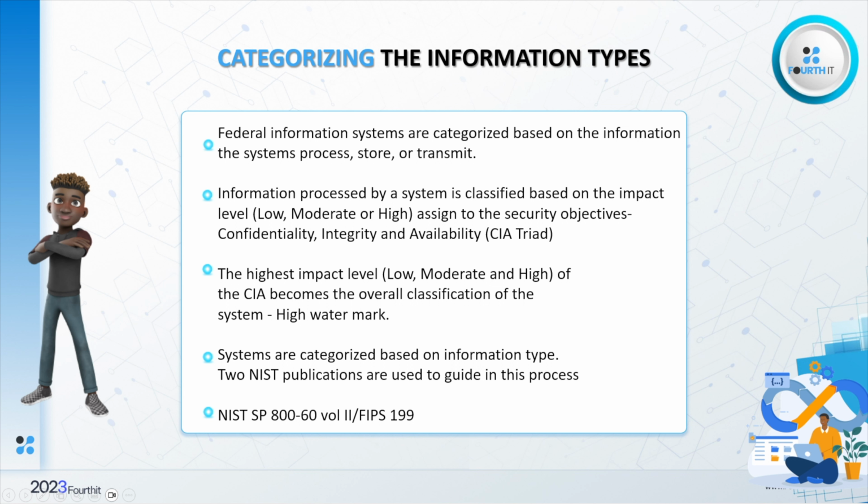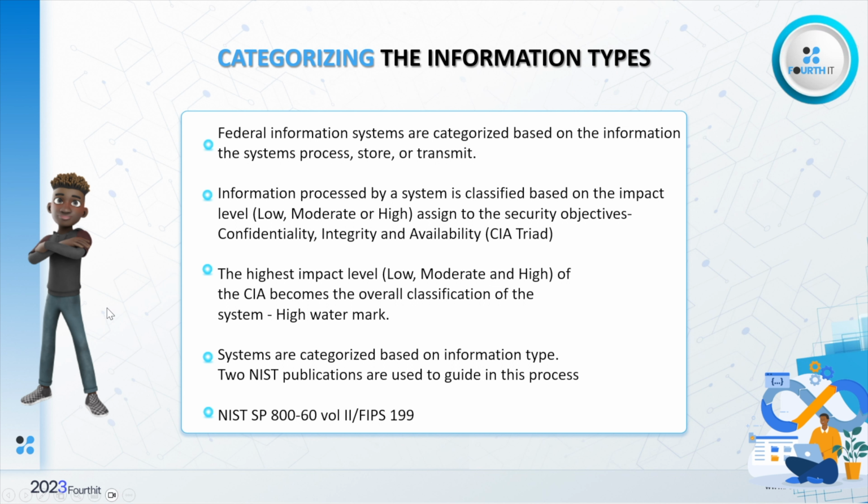That's why we say that information is processed by a system and it's classified based on the impact, whether it's low, moderate, or high, and it's assigned to a certain security objective. Now, the highest impact level of the CIA becomes what we call the high watermark. So after we have mapped our information types, the highest of it all becomes what we call the high watermark. And that high watermark represents how we are categorizing our system.